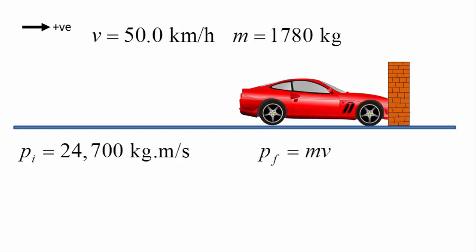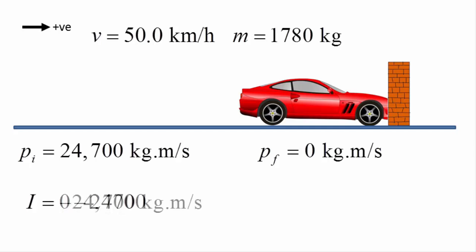Since the car came to a complete stop, its final velocity is zero, so its final momentum is also zero. What then is the impulse of the car as a result of the collision? Impulse is a change in momentum, which is the final momentum minus the initial momentum. This gives us an impulse of minus 24,700 kilograms meters per second. The minus sign represents a negative change or a reduction in the momentum.